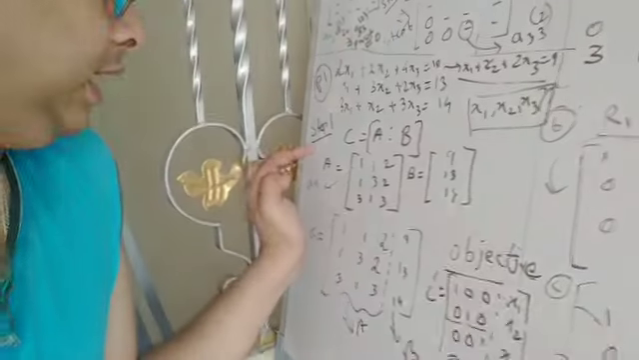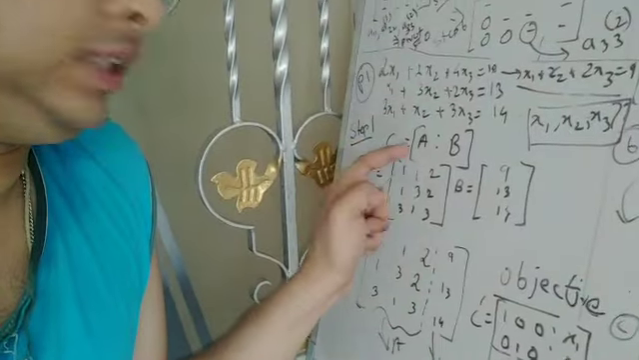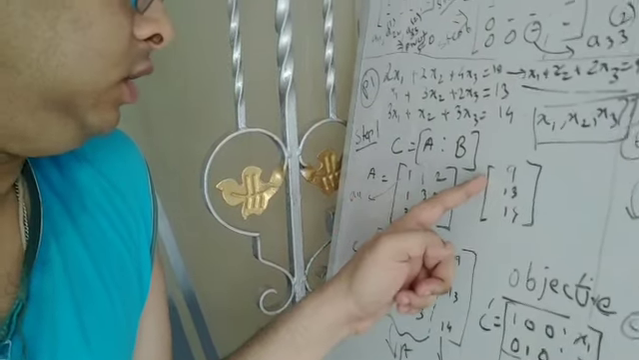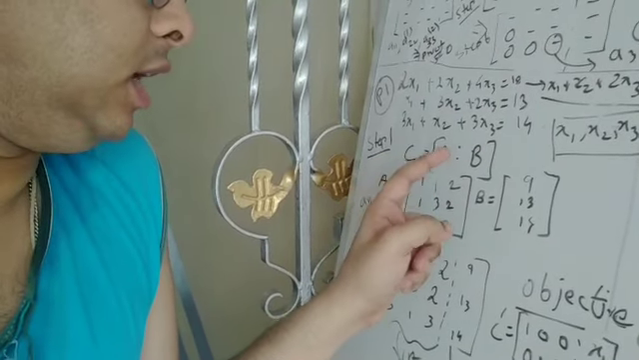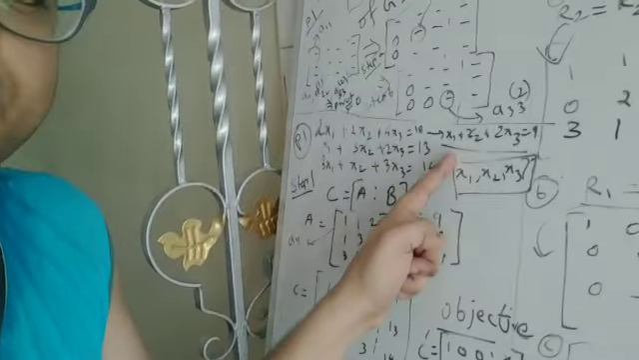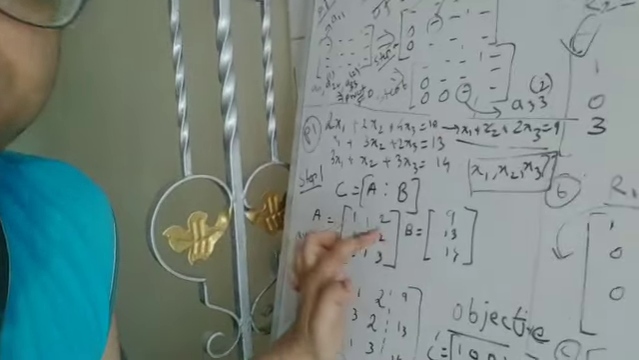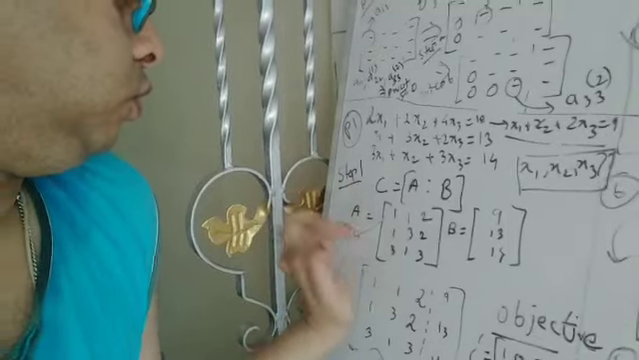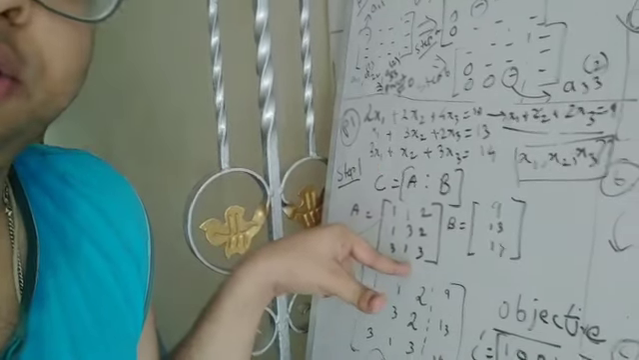Now the process is the same. My augmented matrix is A and B. It consists of the coefficient part and the B part. A is this, and I've chosen this one. So 1, 1, 2, 1, 1, 2, 1, 3, 2, 1, 3, 2, 3, 1, 1, 3, 3, 1, 3.